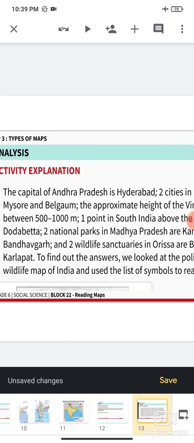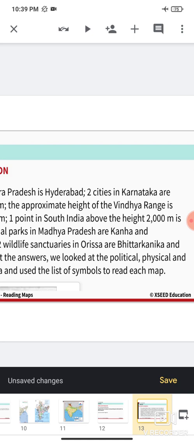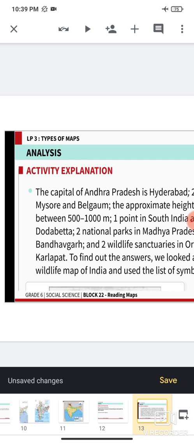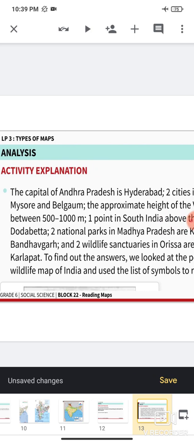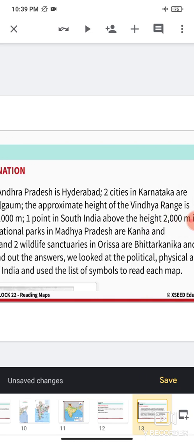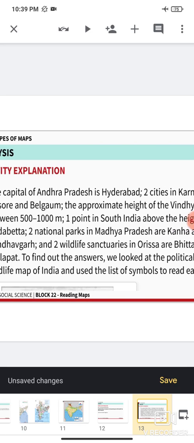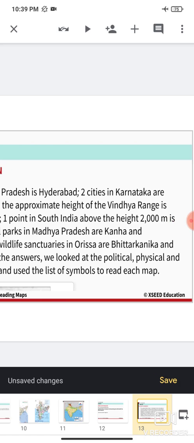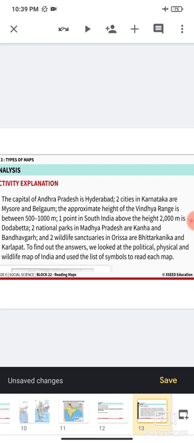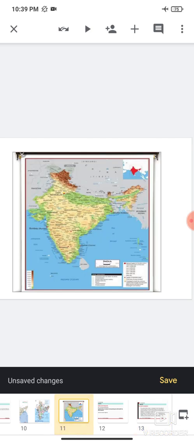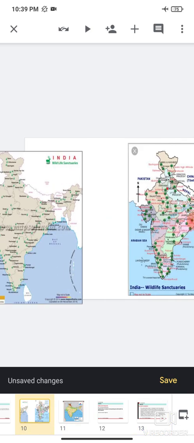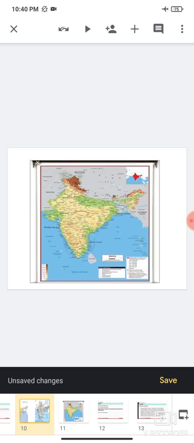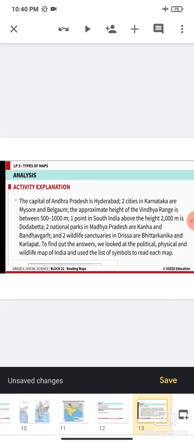Bandhavgarh. And the two wildlife sanctuaries in Orissa are Bhitarkanika and Karlapat. To find those answers, we looked at the political, the physical and the wildlife map of India, and we used the list of symbols to read each map. From the given maps we came across the symbols, and then the physical and wildlife maps of India. From there we found the answers. Am I clear?